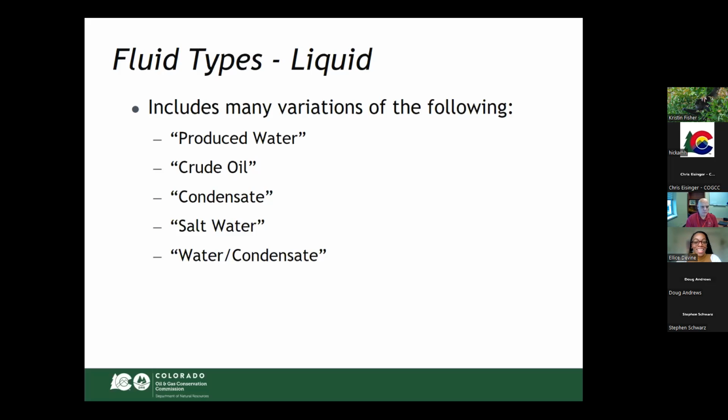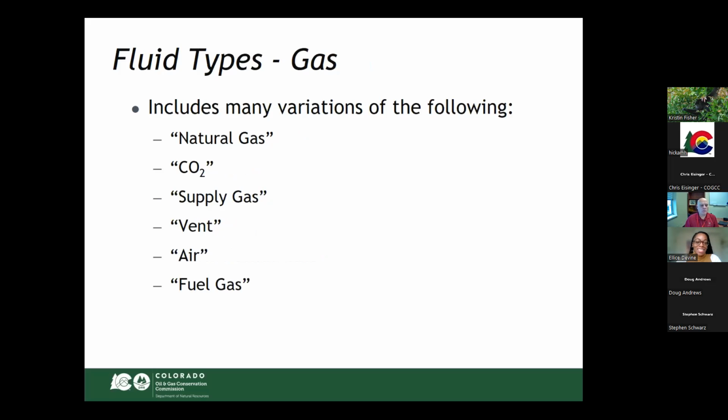And we also did take into account the different ways that things were spelled for the most part. And we also did the same for gas. So air, vents, supply, natural gas. So those are our categories.